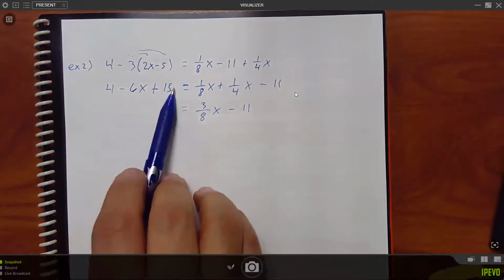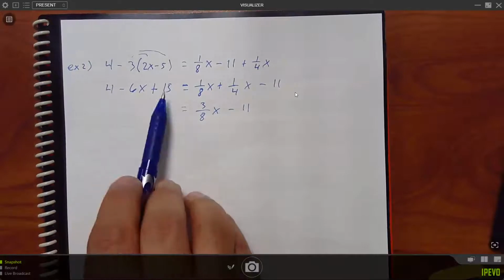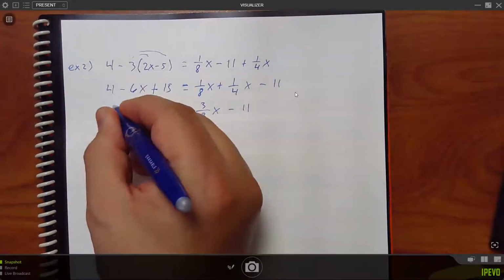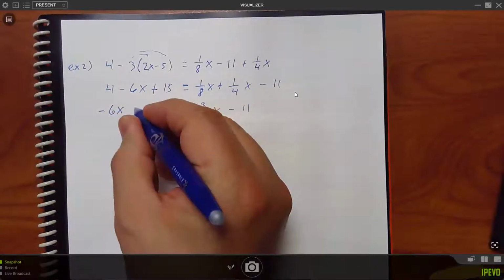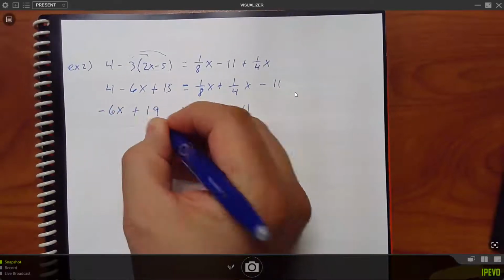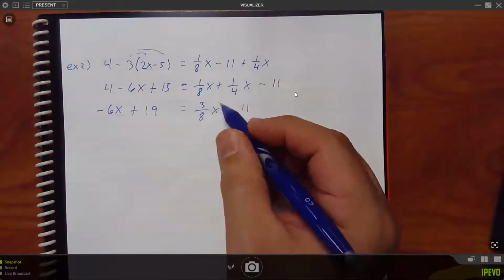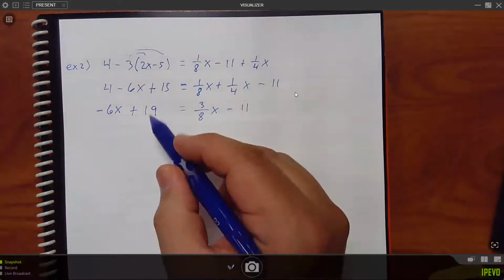But now here we have 2 like terms, 4 plus 15. Let's put the x first. That's going to be 19, right? Now this one, you have to get all the x's on one side, all the constants on the other, so we can get to the division part. So let's move this guy over there, and this 19 over here.